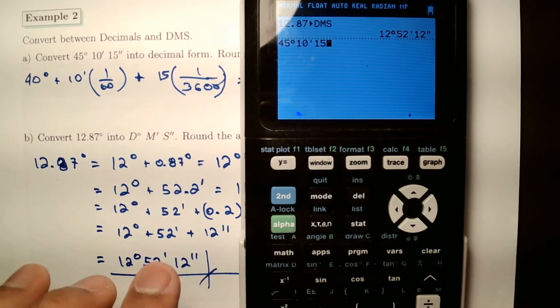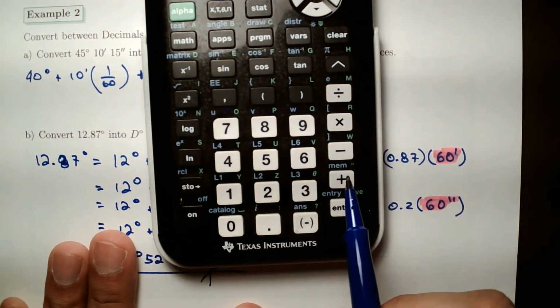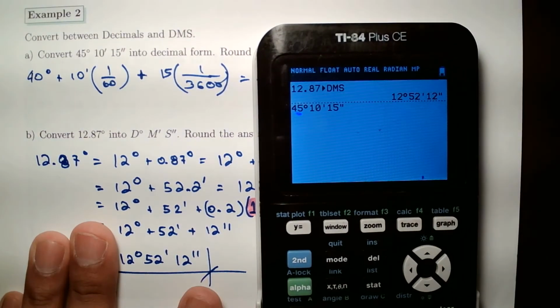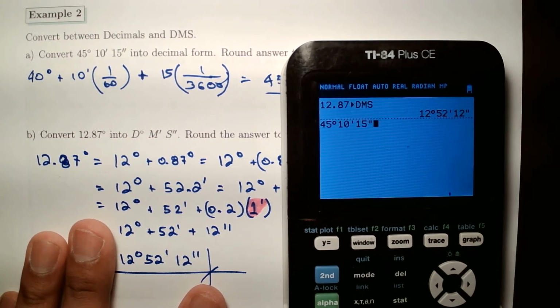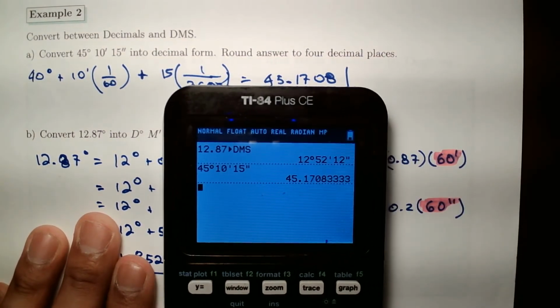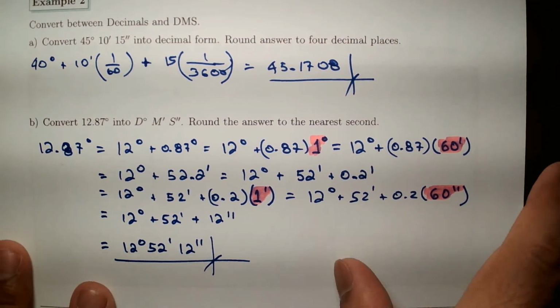Let me scroll down over here. So I'm going to click alpha, and then I'm going to click the plus sign. Doing it so it's going to type the second symbol for me, and let me click enter, and we should get the same answer, 45 and 17:03. All right, now let's move on to the next topic.